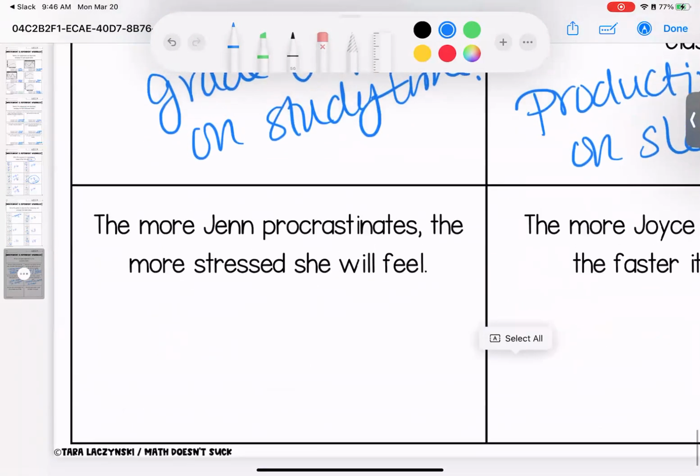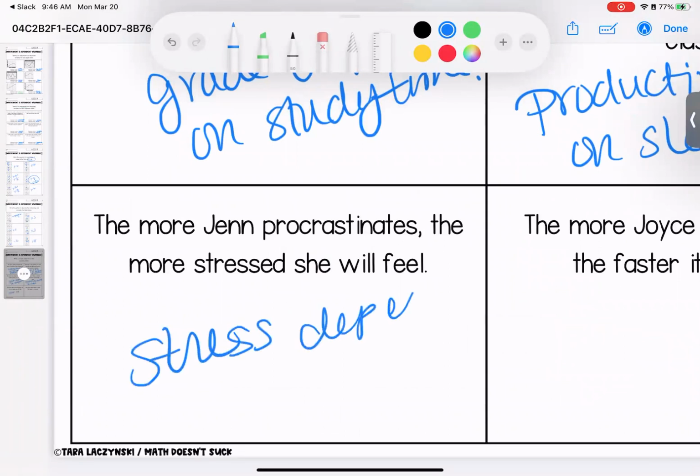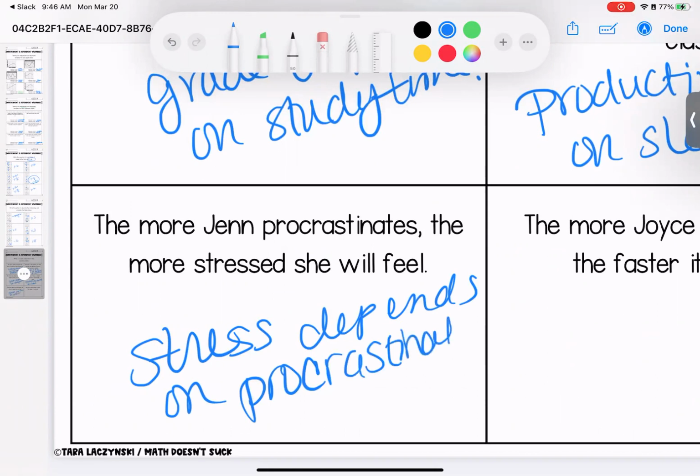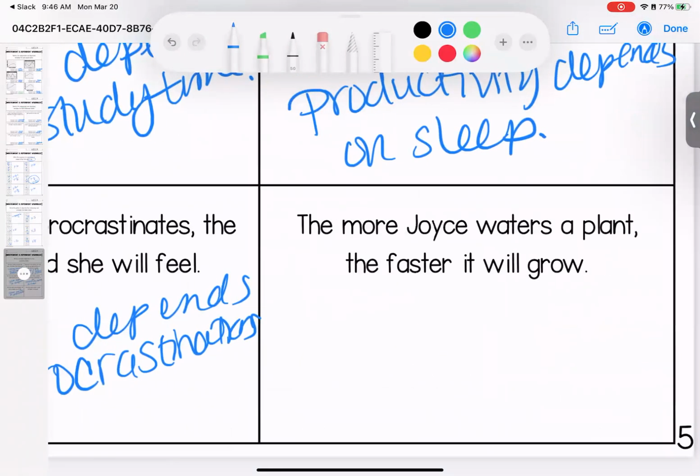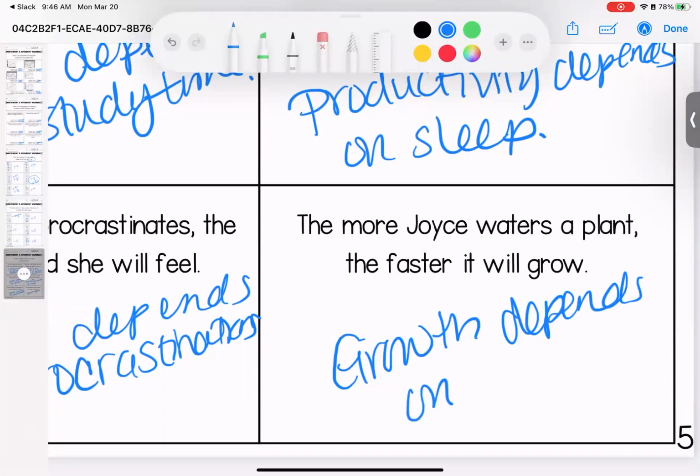The more Jen procrastinates, the more stress she will feel. So stress depends on procrastination. And last one, the more Joyce waters a plant, the faster it will grow. So growth depends on water. That brings us to the end, my friends. Any questions? Bring them with you to class.